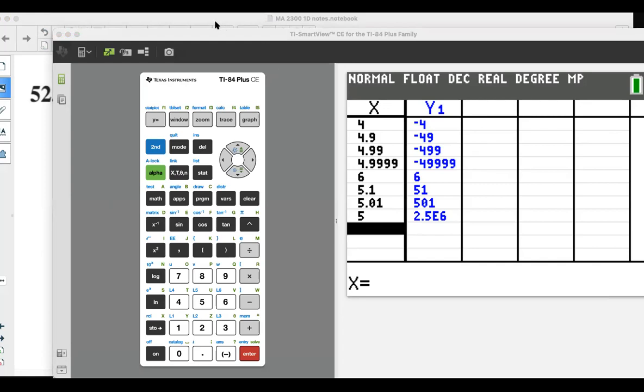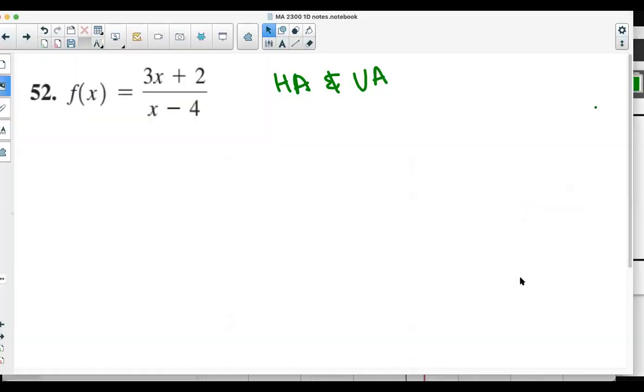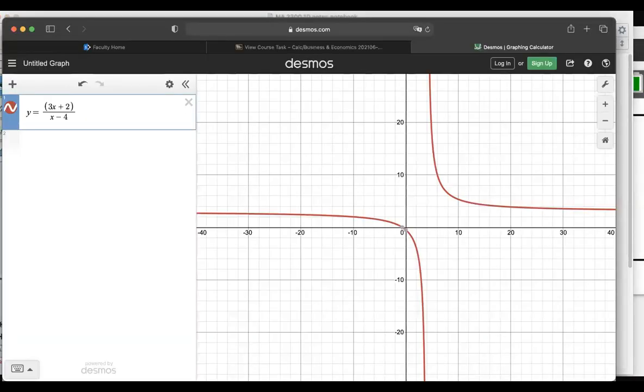Oh, actually, whoops, I didn't share the screen with you. Oh, yeah. So when you look at this picture, you can see that we have one vertical asymptote and one horizontal asymptote, right? Then we're gonna justify that. How?